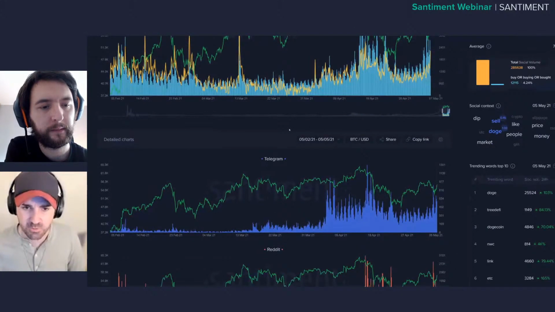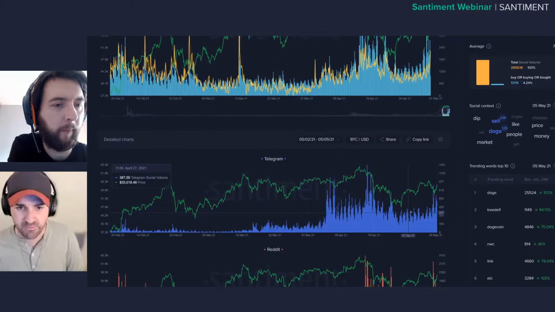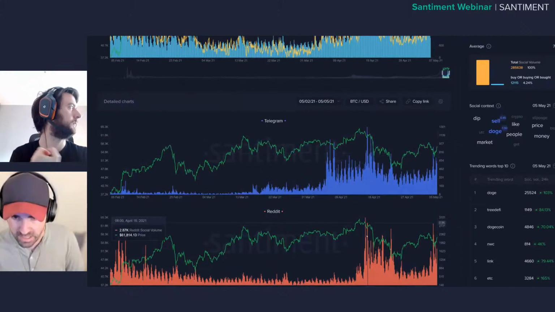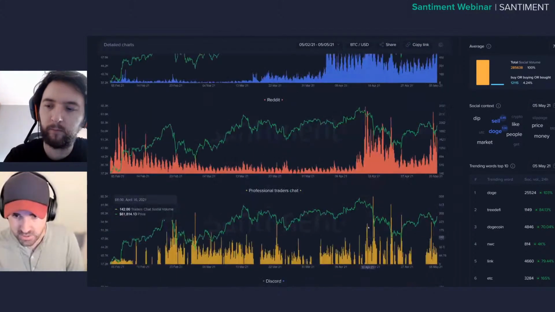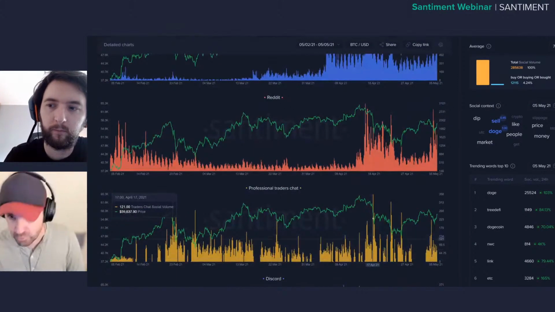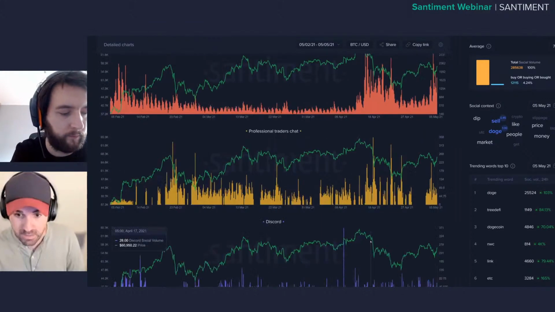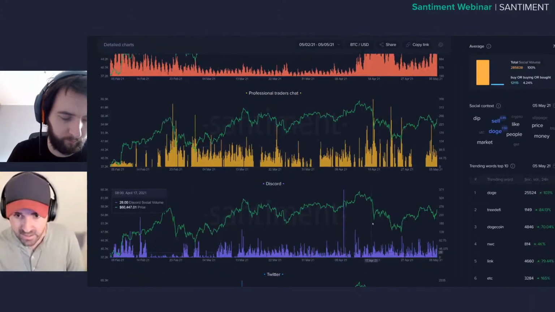And as you can see me scrolling down here, you can actually see that we break it down by each platform. So you can see that Telegram is spiking at one spot. Reddit spiked a little bit before Telegram here, which is interesting to see. Pro traders chats were a little bit after both Reddit and Telegram. And then Discord had a really big spike a couple days before the others did.